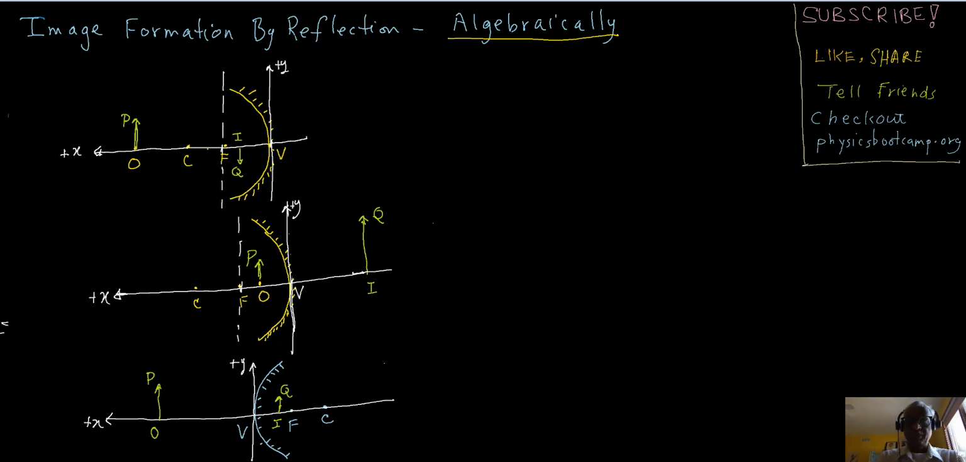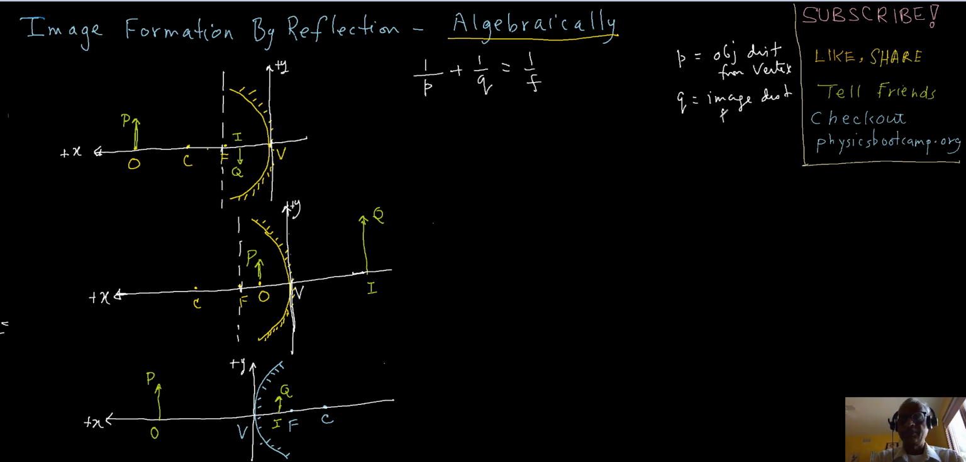We'll derive it at the end, but just to tell you what the formula is, you probably know it, there are several ways to write it. 1 over p plus 1 over q equals 1 over f is one of them, and p is called the object distance from the vertex, and q is the image distance from the vertex, and f is the focal point from the vertex.